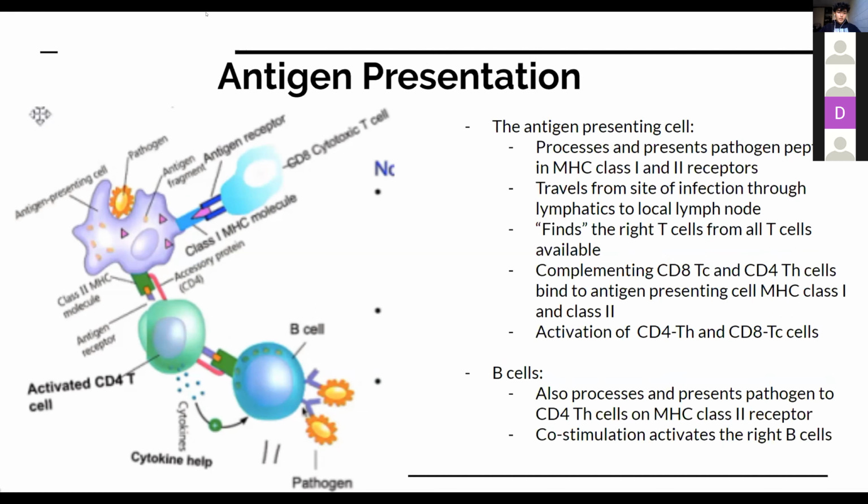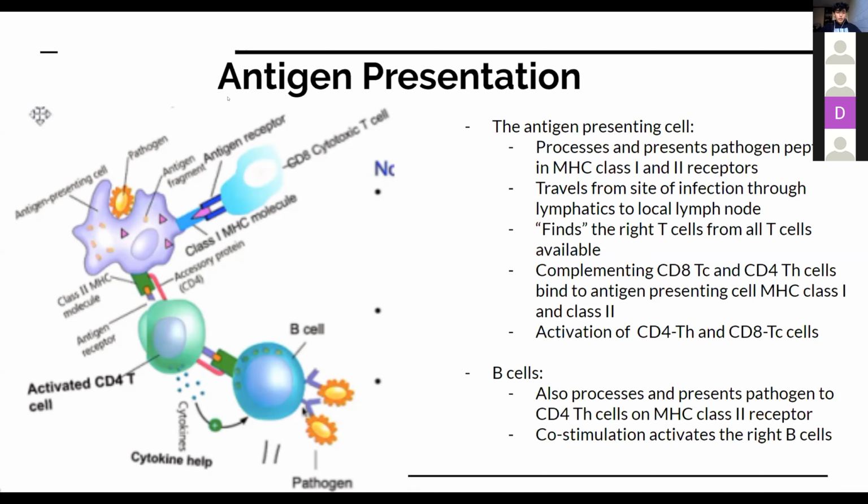If you look at the upper half of the diagram, you have the class 1 MHC molecule, which binds to the CD8 cytotoxic T cell. Then regarding class 2, you have class 2 binding with an accessory protein to activate your CD4 T helper cell. B cells also process and present pathogens to CD4 T helper cells on the MHC class 2 receptors, and through the process of co-stimulation, this activates the B cell.